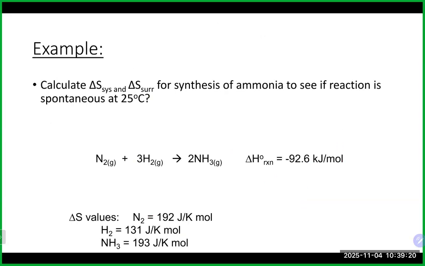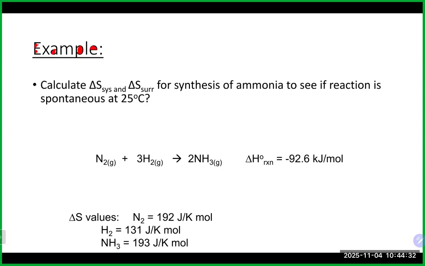Calculate the delta S of the system and the surroundings for the synthesis of ammonia. And is this reaction going to be spontaneous at 25 degrees Celsius? There's some values on the bottom that might be helpful. So why don't you take a few moments there and calculate. Okay, let's take a look.